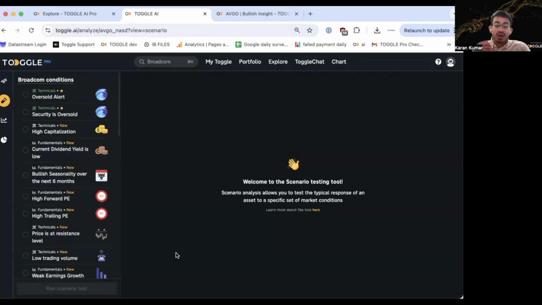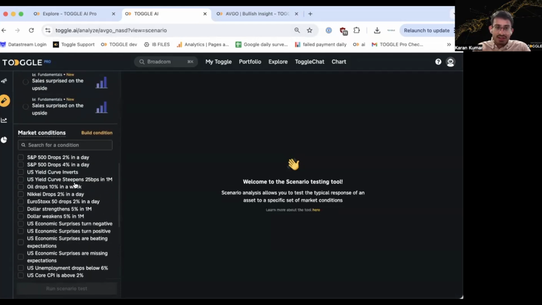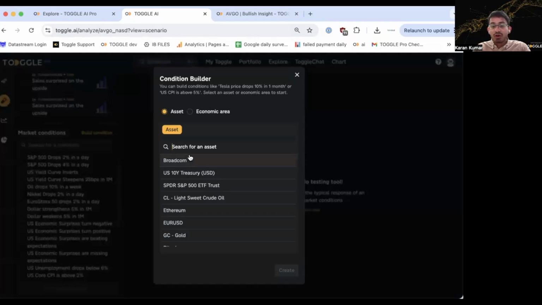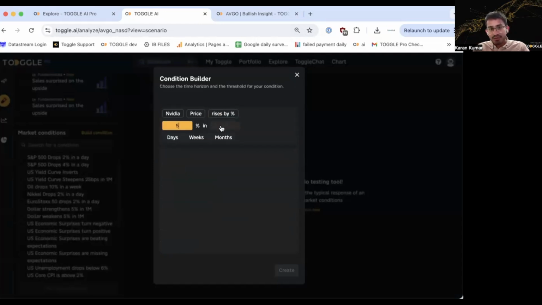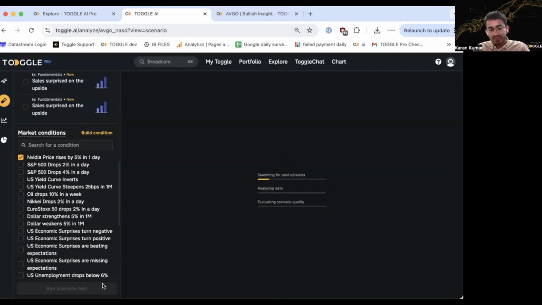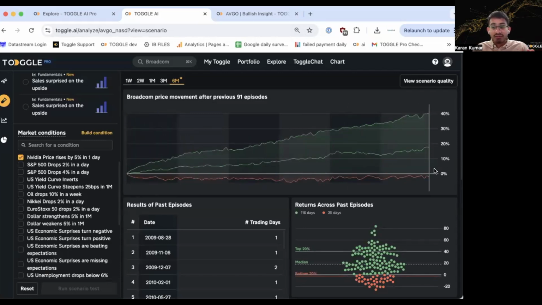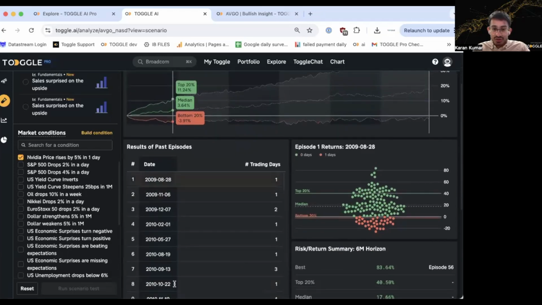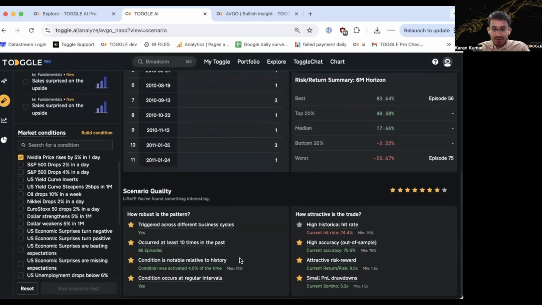The Scenario tool allows you to create your own insights. For example, we've got a number of templates here, but let's say you wanted to know, okay, what could happen to Broadcom if, let's say, NVIDIA's price rises by 5% in one day. This tool allows you essentially to backtest whatever you'd like, test your hypothesis, right? View the distribution on a daily basis, look at the historical returns, the episodes, the respective returns, the risk return summary, as well as a scenario quality checklist.